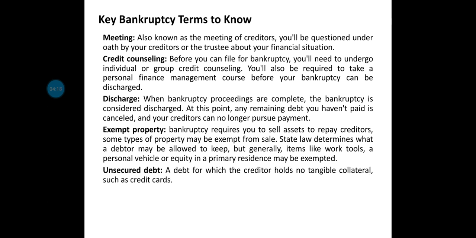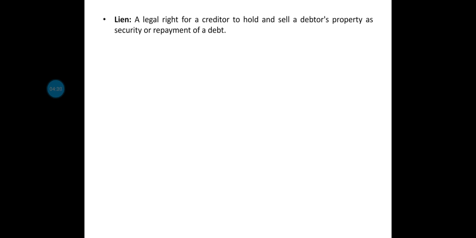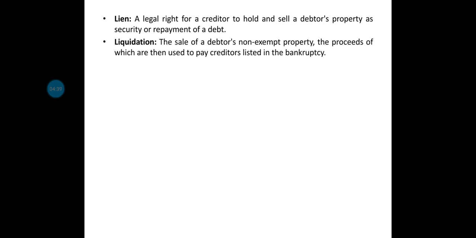There is unsecured debt, a debt for which the creditor holds no tangible collateral, such as credit cards. The following term is a lien, a legal right for creditors to hold and sell debtor property as security for repayment of debts. There is liquidation, the sale of a debtor's non-exempt property, the proceeds of which are then used to pay creditors listed in the bankruptcy.